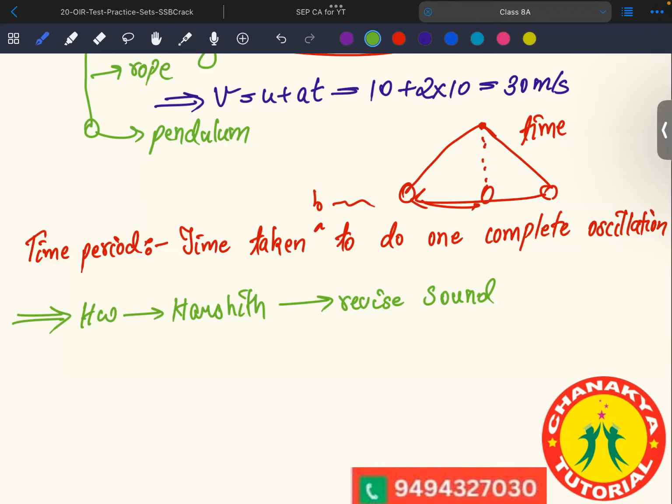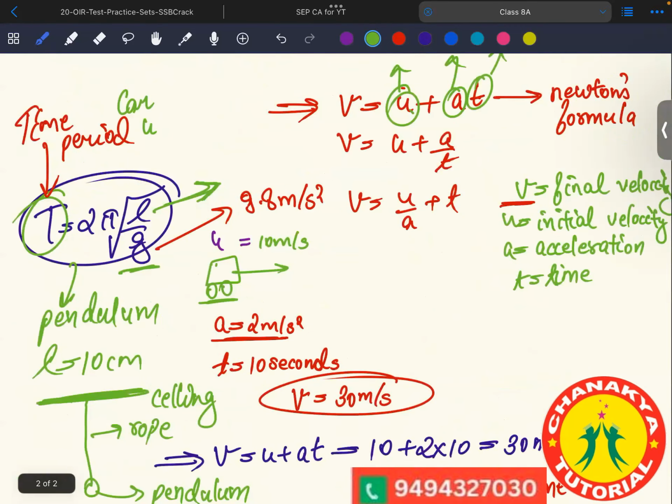Now I will change the length and do this experiment again, and I will record all these values. Now I will put these values in this formula. What formula? This formula: T equals 2 pi root L by g. And I will see what value we get from this formula, the theoretical value, and I will check if the values I am getting experimentally are the same as this or not.